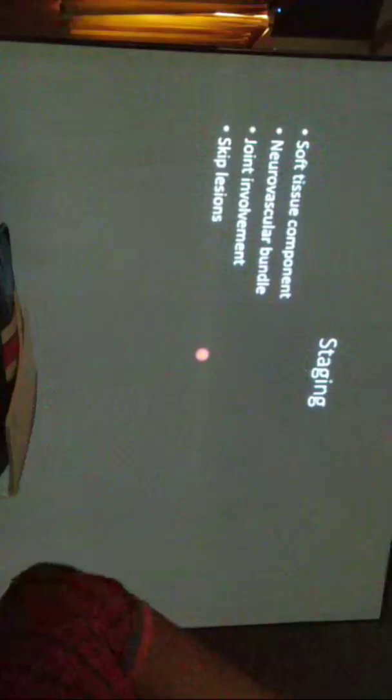Coming to MRI. So what is the role of MRI in bone lesions? MRI is for assessing just four things. Is a soft tissue component there or not? Is there neurovascular bundle encasement? Is there joint involvement? Are there skip lesions? So MRI is not done for diagnosis of bone lesions. MRI is done for staging of bone lesions in most cases. Some problem solving roles are there in some cases.